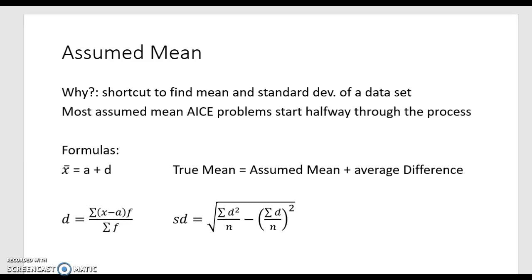All right, guys. I thought I'd make a quick video on assumed mean because it comes up a lot of years on Paper 5 on the ACE test. And it's a problem that doesn't take you too long if you know the procedure and know what to look for, and the work is really easy to do. But it can be kind of confusing understanding why we are even doing this and understanding the formulas involved. So that's why I'm making this video.